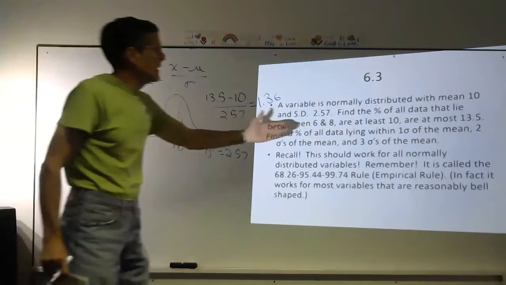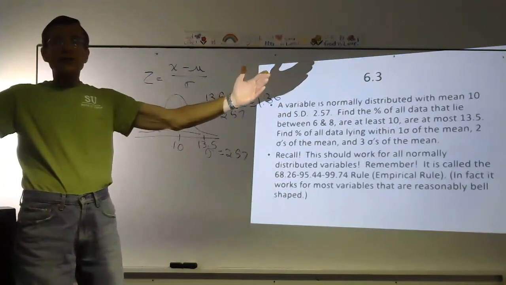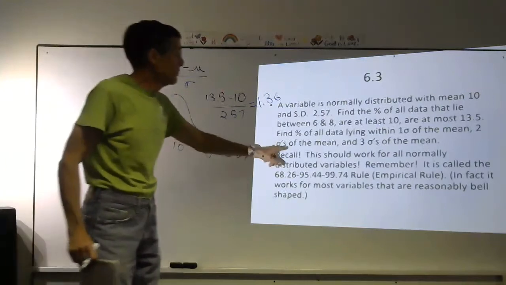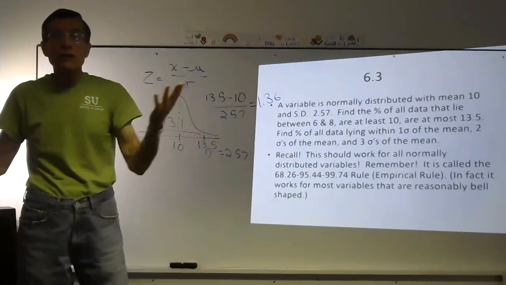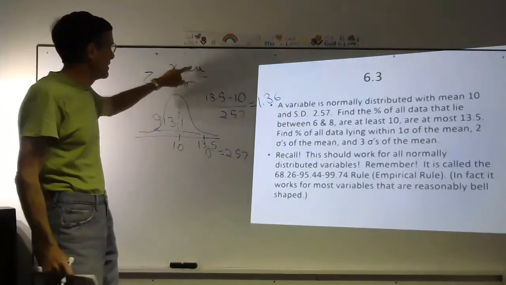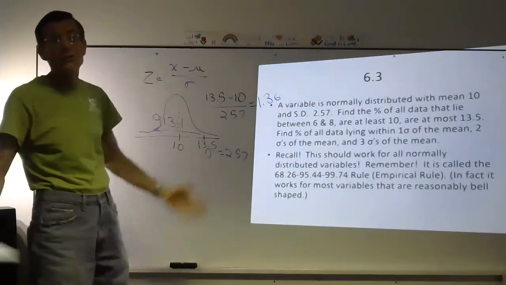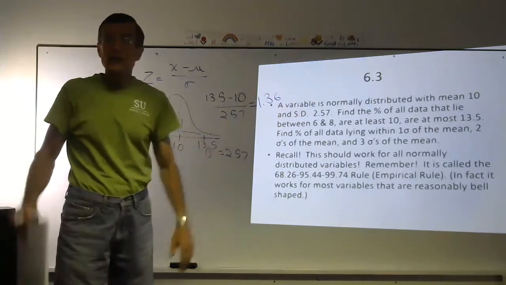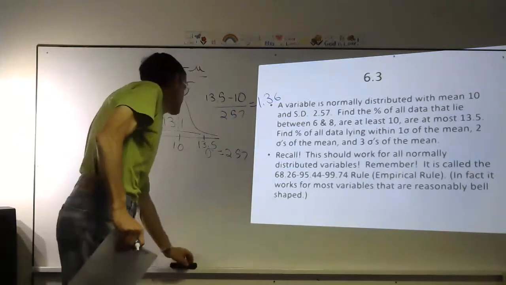Find the percentage of all data lying within 1 standard deviation of the mean. 1 standard deviation on either side: 68.26%. 2 standard deviations of the mean, 95.44% of the data. You don't have to do more; you can work it out like this. I mean, you can put in 1 minus 10 all over 2.57 and negative 1 minus, you could do that, but you're going to get the same thing. 3 standard deviations of the mean, 99.74%. Empirical rule. Okay? All right.